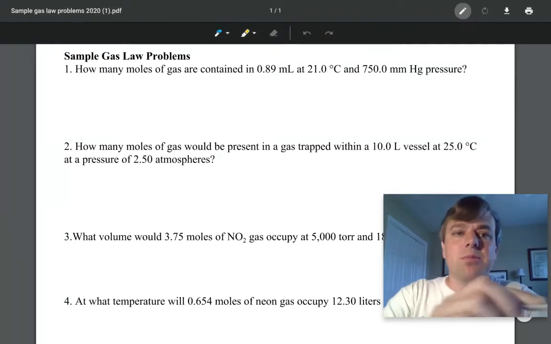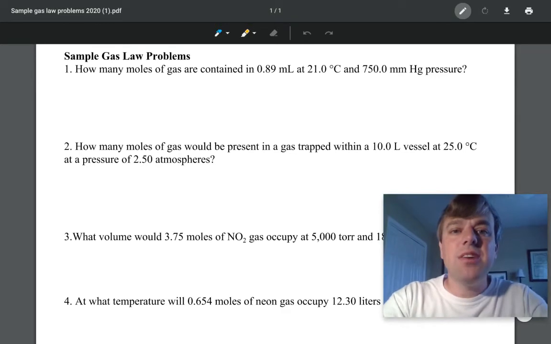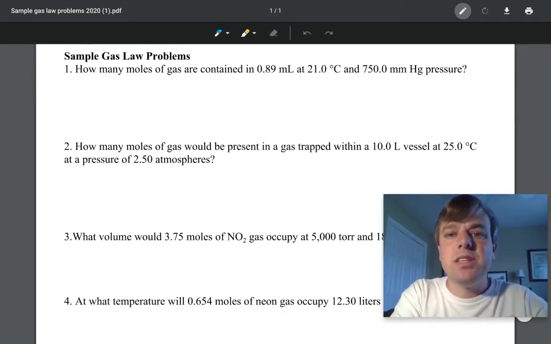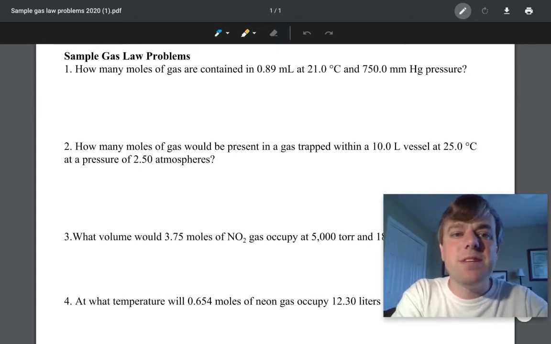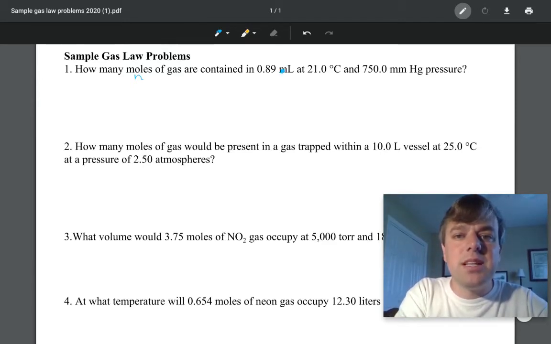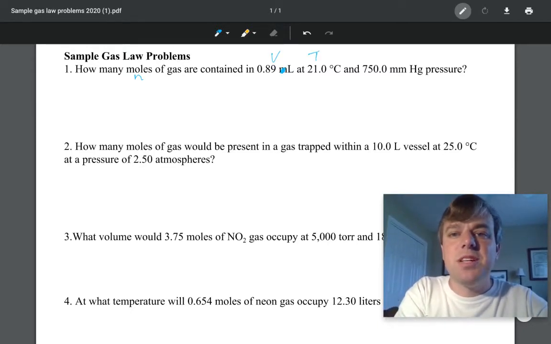So our first problem says, how many moles of gas are contained in 0.89 liters at 21 degrees Celsius and 750 millimeters of mercury? So we're trying to find n. That's a typo. That should say 0.89 liters. So that's our volume. 21 Celsius is a temperature, and 750 millimeters of mercury, that's obviously our pressure.